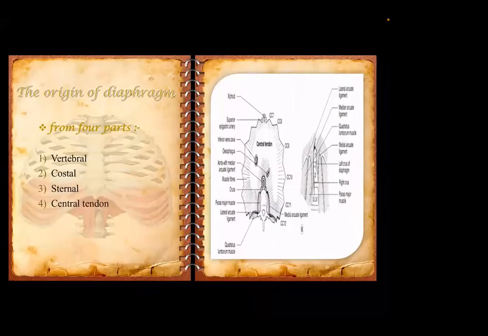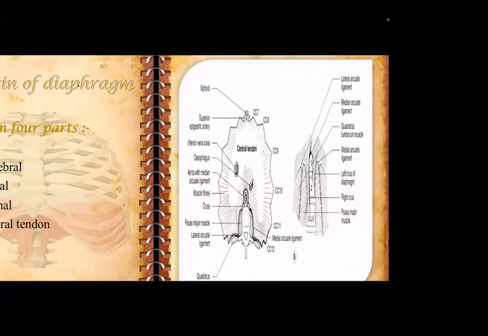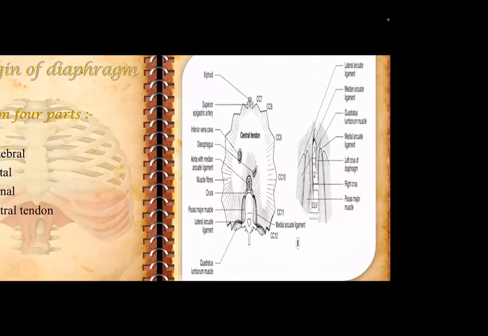The origin of the diaphragm is from four parts: vertebral, costal, sternum, and central tendon. In this picture, we see the coronal and the axial view diagrams. In the coronal section, there appear the psoas muscle and quadratus lumborum and vertebrae from L2, L3, and the medial arcuate ligament, lateral arcuate ligament, and median arcuate ligament.